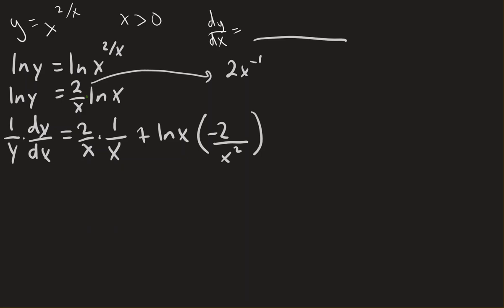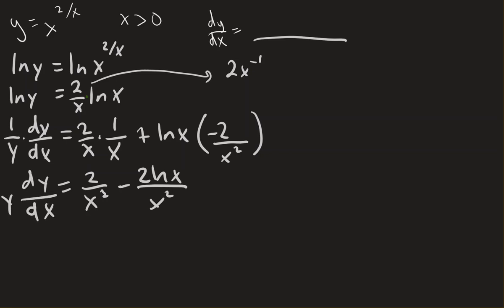Okay, so let's see what we've got here. If I go ahead and multiply these two, I've got 2 over x squared. And here I've got a negative 2 natural log of x over x squared. But it's not quite dy dx. That's dy dx times 1 over y.